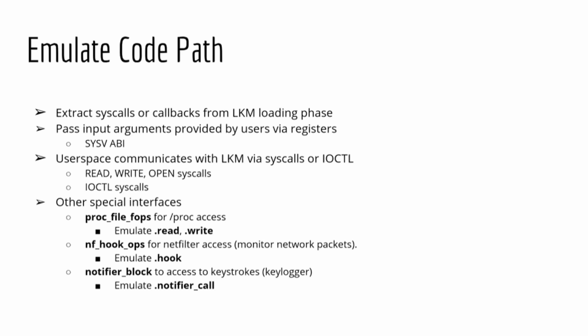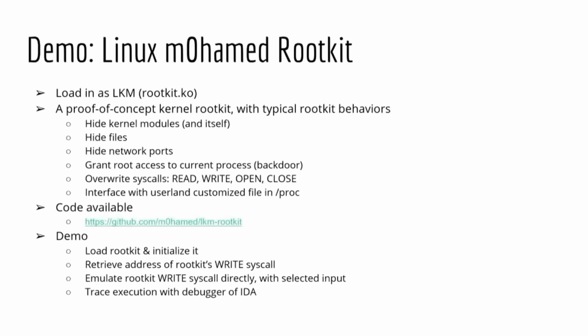For example, the Mohammed rootkit can try to hide kernel modules, it can hide files, it can hide network ports, it can grant root access to the current process, and this rootkit actually overrides many system calls. It can also interface with user land via some customized files in the /proc file system. And actually, you can find the source code of this kernel rootkit on GitHub.